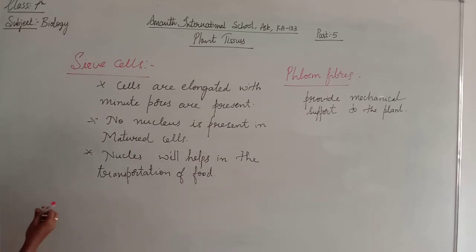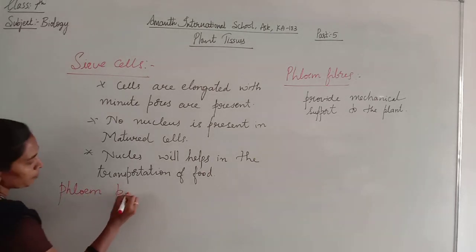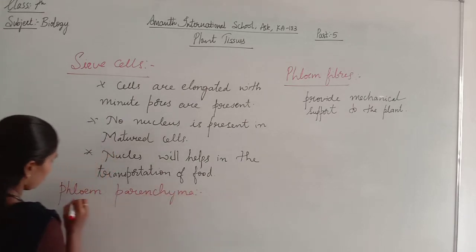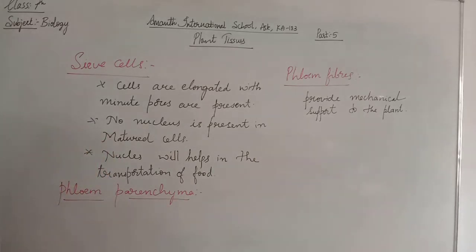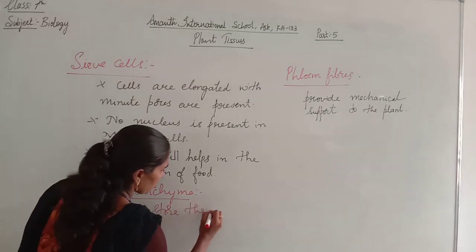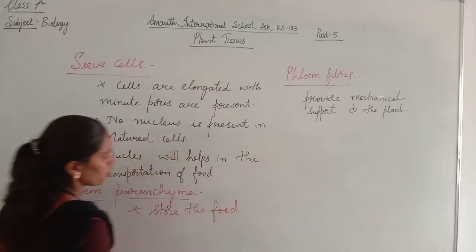The last type of cell which is present in the phloem is phloem parenchyma. Parenchyma, you already know, the work is to store the food. So what will be the function of this parenchyma in this phloem tissue? In the phloem tissue, it involves the storage of reserved substances. So even here the function of phloem parenchyma is to store the food. Substance is nothing but the food.